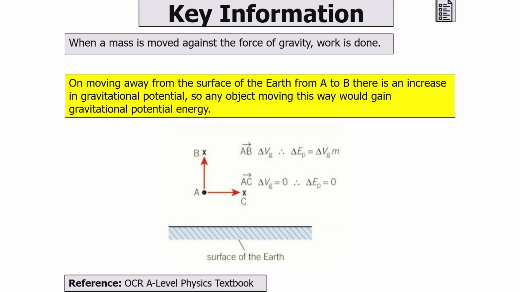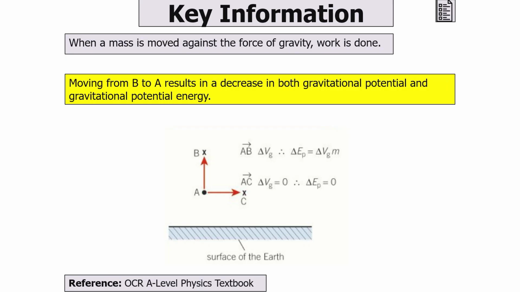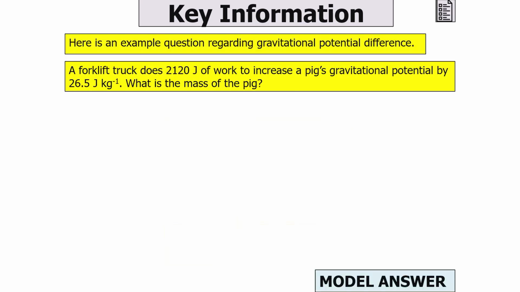Now, moving away from the surface of the Earth, in this example from A to B, there will be an increase in gravitational potential. So we would say any object moving this way will gain gravitational potential energy. In the same diagram, if an object moves from A to C, there is no change in gravitational potential, so there's no change in gravitational potential energy. And in this diagram, moving from B to A results in a decrease in both gravitational potential and gravitational potential energy.